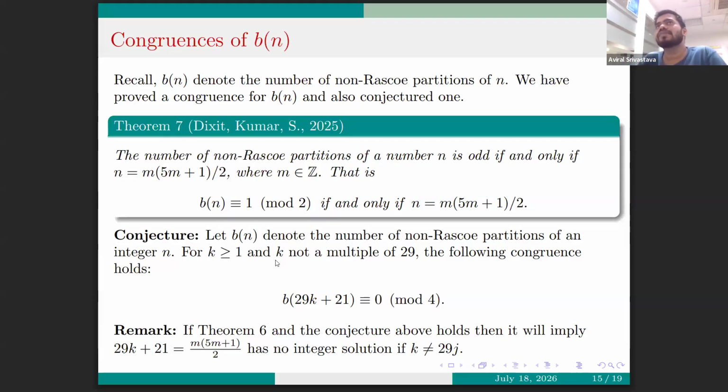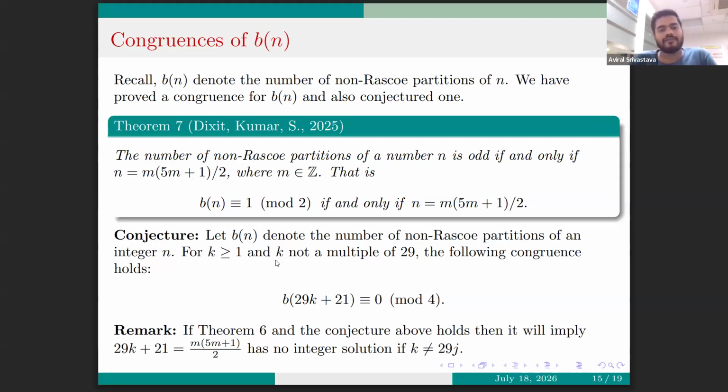And we verified this congruence for, say, 5 lakh values of n, and we are very surprised at how these numbers are appearing. This 29k plus 21, how can it all of a sudden appear? It may have some connection with modular forms, or maybe I talked to some people and they say there could be a connection with finite extensions of Q, or something like this.